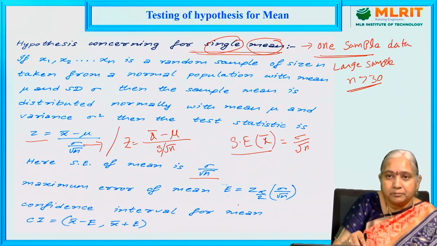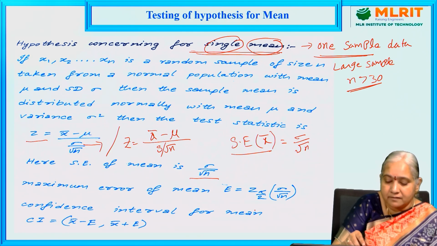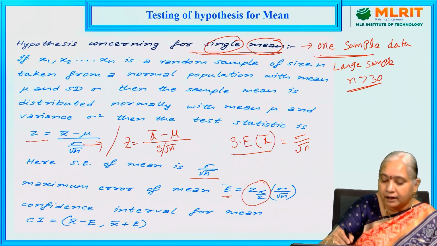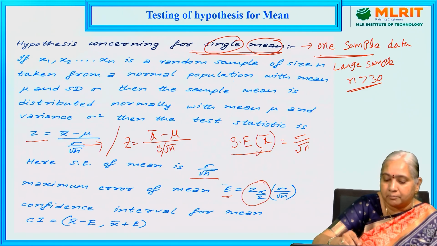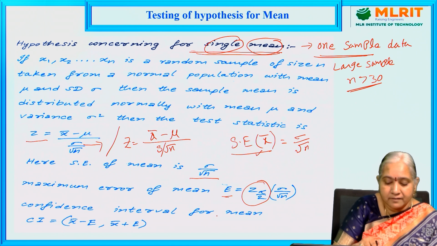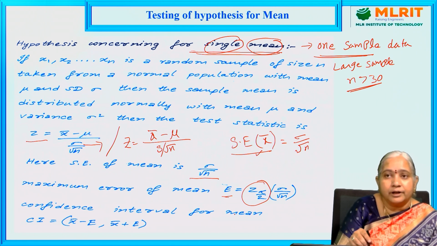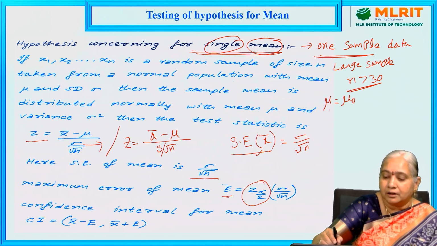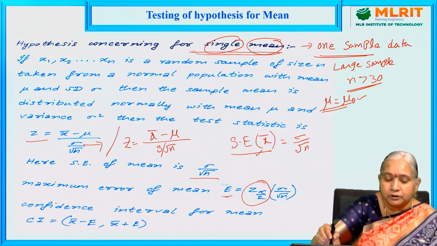And the maximum error in our estimation is denoted by capital E, equal to Z alpha by 2, which is a tabular value of Z, into the standard error of sample mean. So this is the maximum error in our estimation. And the confidence interval for mean: here we are testing the hypothesis about the population mean, mu equal to mu naught. So this is our claim and this is our hypothesis.